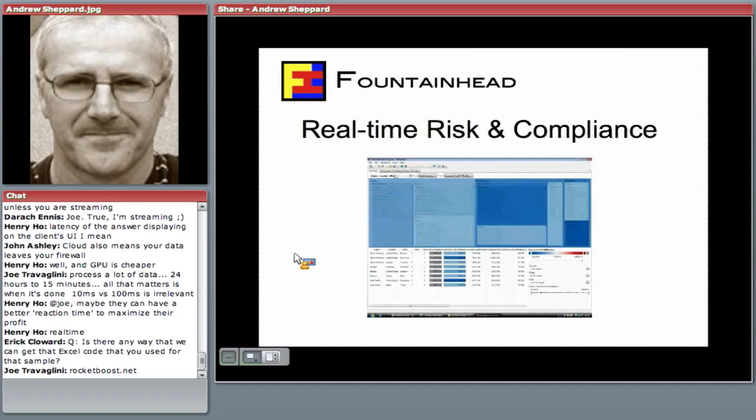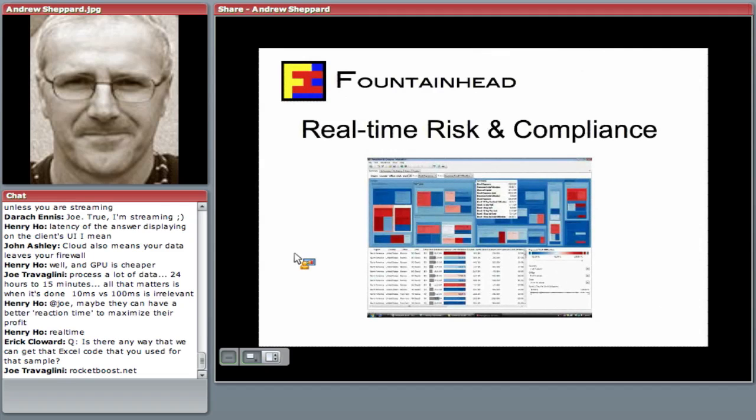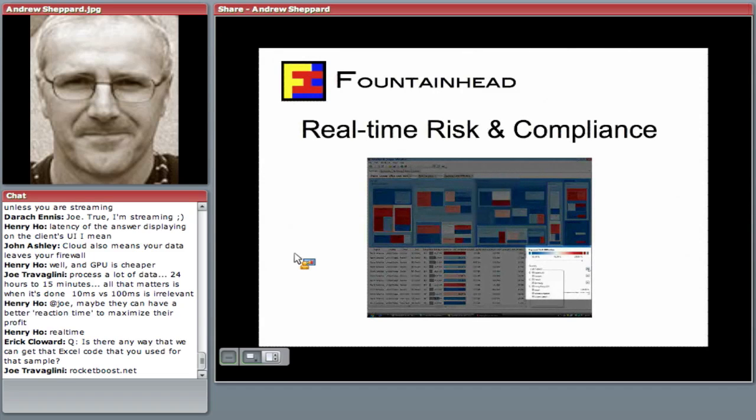Again, I used the analogy that currently, risk being delayed by a day or two after the trading event is like driving while looking in your rear view mirror. With GPU technology, you can oftentimes make that near real time. That's a huge advantage.